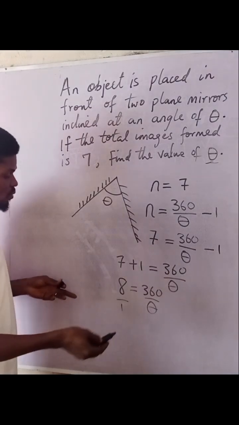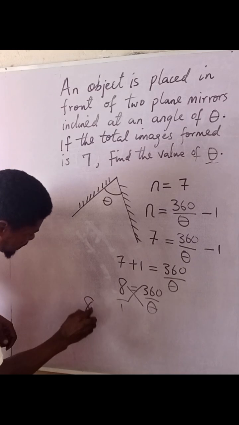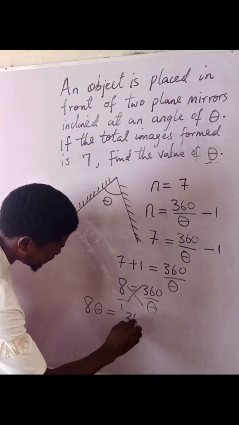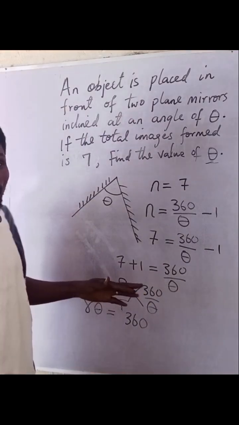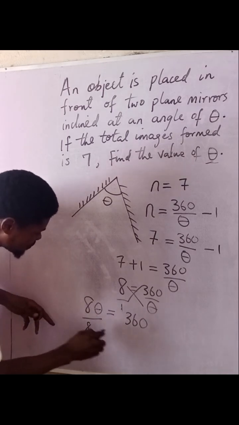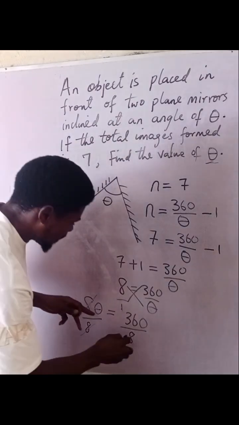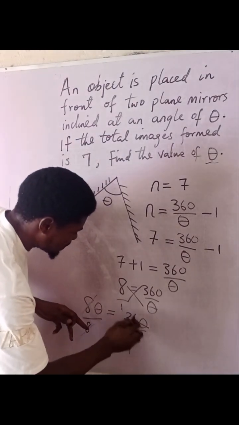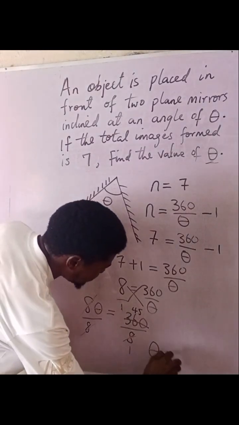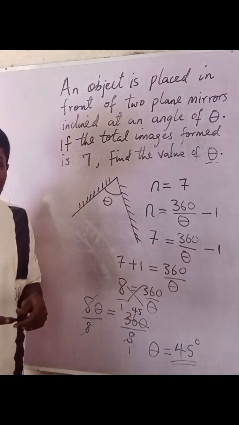So the next thing we're going to do is to cross multiply. Theta times 8 is 8 theta. Then 1 times 360 is 360. So the next thing for us to do is to divide both sides by the coefficient of theta, which is 8. So divided by 8, divided by 8. The 8 will cancel out, and 8 divides 360 to give 45. So our theta is equal to 45 degrees, and that is the angle of inclination.